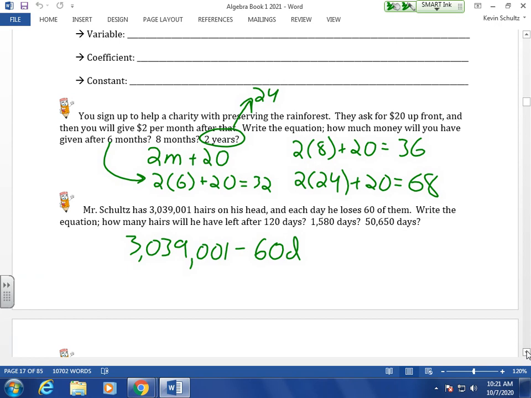And then minus 60 hairs per day. For every day that passes, we're subtracting 60 from that total, right? Which is why the order of operations makes sense here. I wouldn't subtract 60 from my total and then multiply by the number of the day. No, I want to figure out how many days have passed. Each day I've lost 60. I'm going to multiply first. How much have I lost total? And then subtract that from the original amount, right?